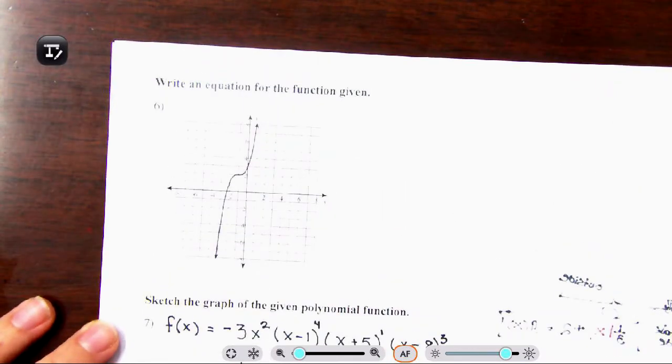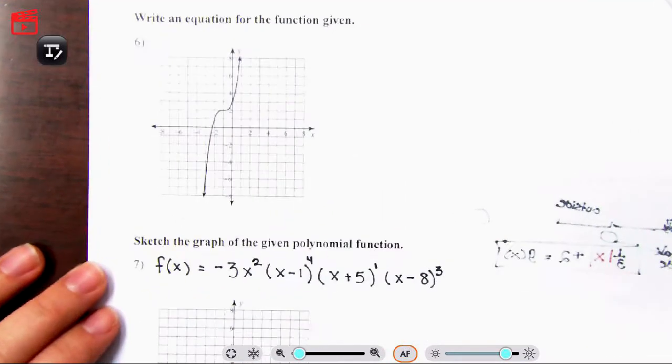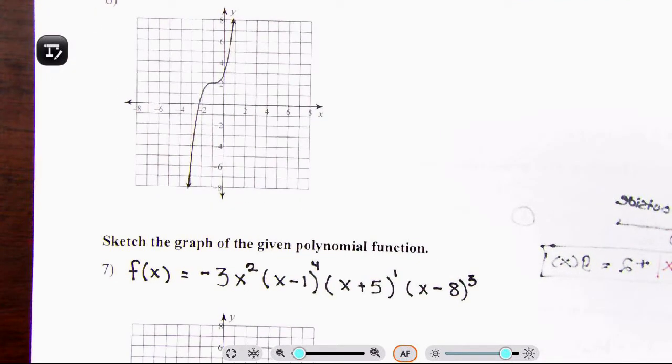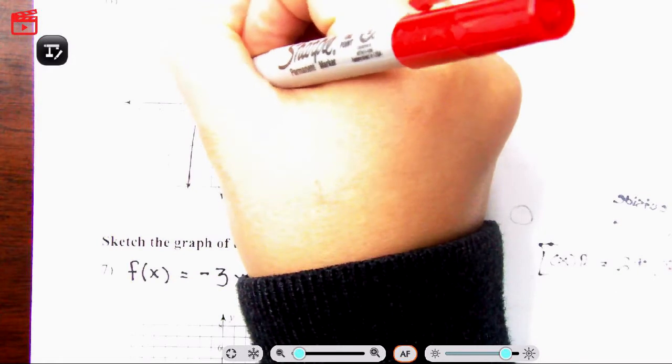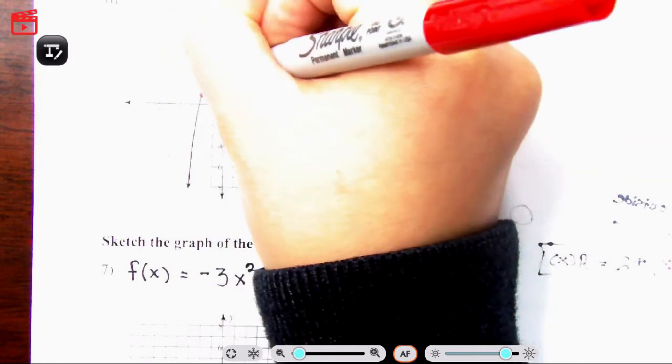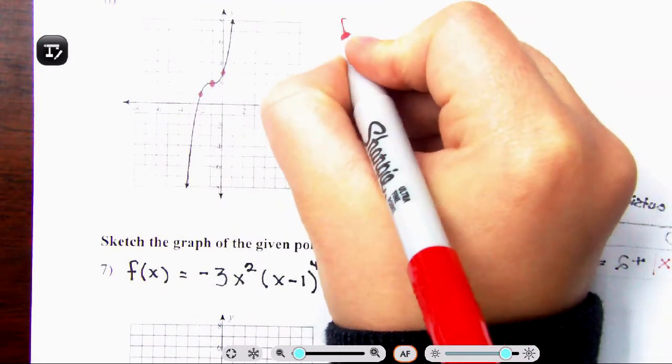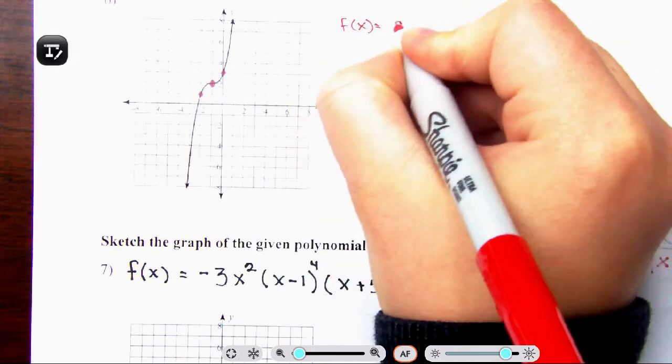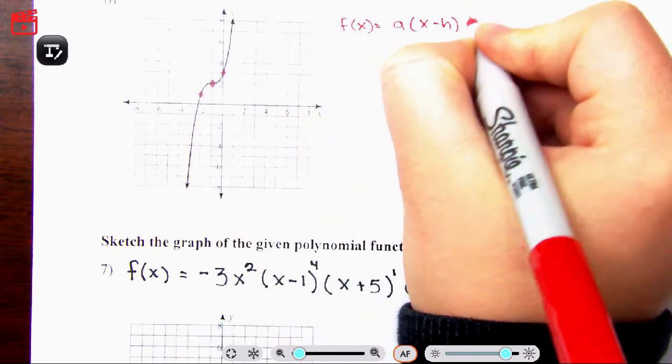All right, let's move on to number 6. Number 6 is write an equation for the given function. Step number 1 is you need to identify your pretty points. Your vertex is definitely one of them. So here's your vertex. Here's one pretty point. Here's another pretty point. Your format is f of x is equal to a times (x minus h) cubed plus k.